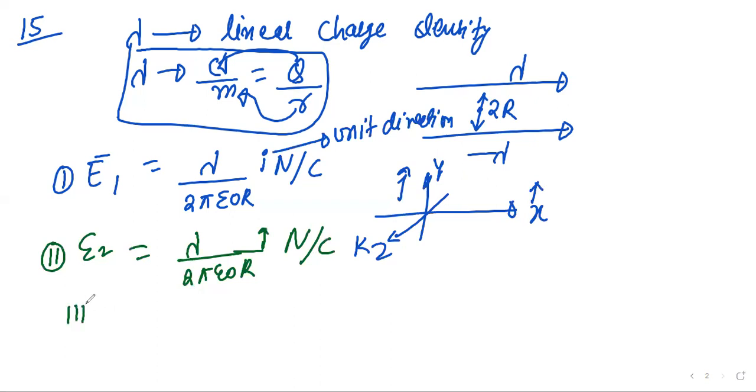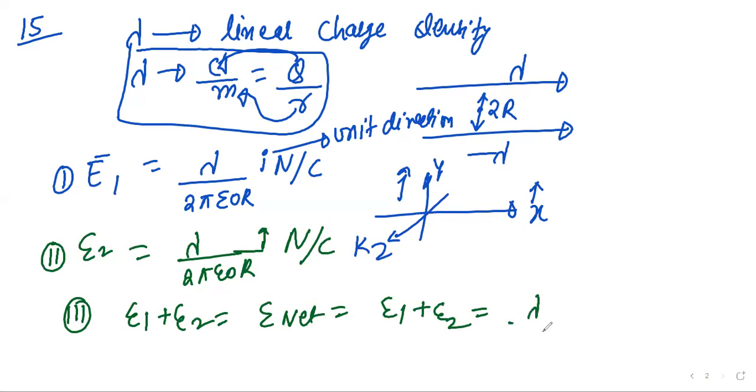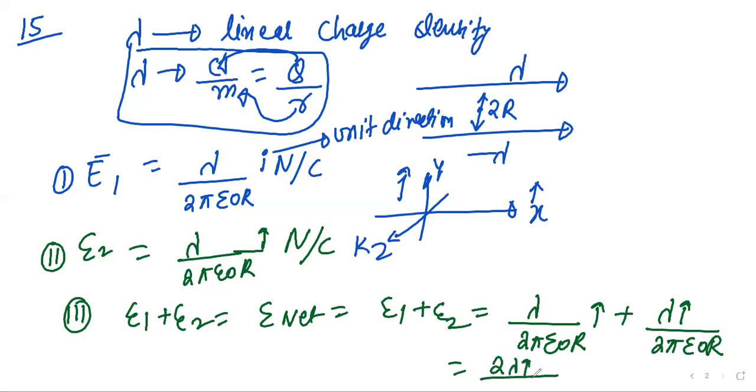The net electric field will be the addition of E1 plus E2. Now put the values: lambda upon 2 pi epsilon naught r i plus lambda i upon 2 pi epsilon naught r. So it will be 2 lambda i upon 2 pi epsilon naught r, which comes out to be lambda upon pi epsilon naught r i. So this is the answer. Please write it down fast.